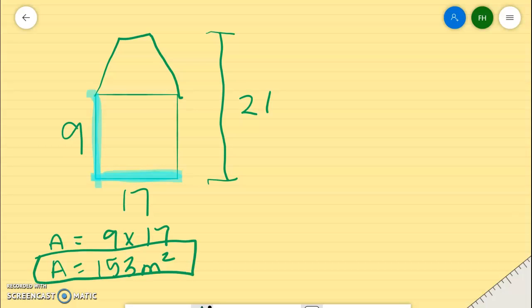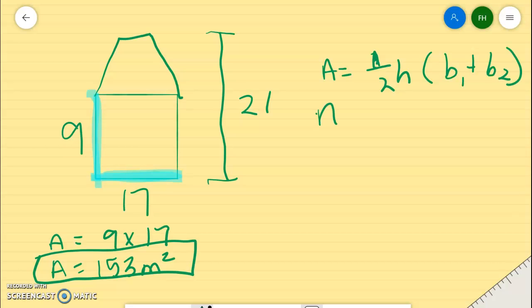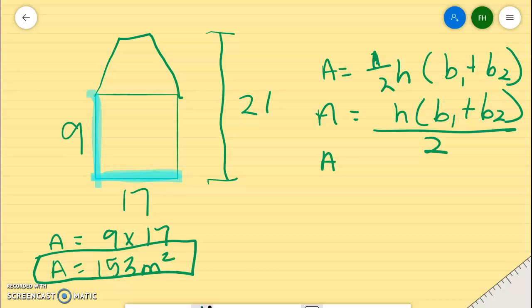Now we need to find the area of the trapezoid up on the top, and we know the formula is area equals 1/2 height times base 1 plus base 2, or height times base 1 plus base 2 divided by 2. So first of all, the bases, well, we know that if this is 17, then this is 17. They also gave you the other base. Remember, the top and the bottom, the ones that are not slanted, are the bases. So 5 plus 17 divided by 2.